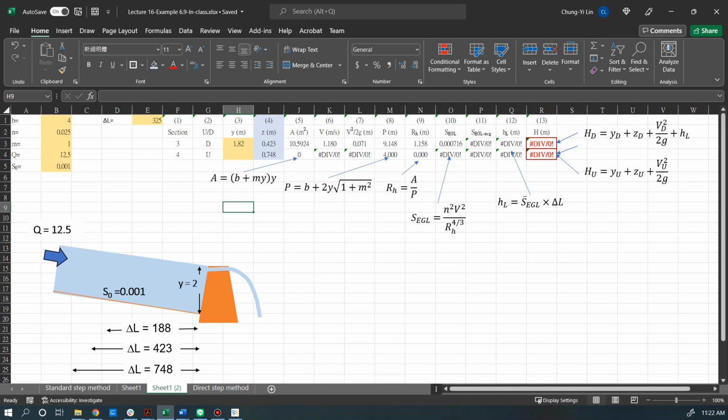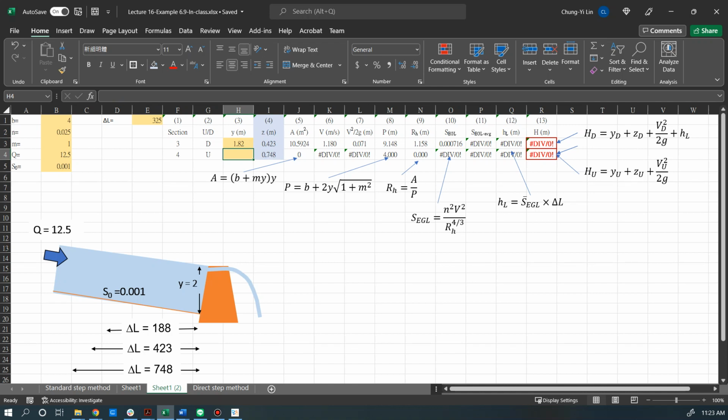before you start the trial and error process is this delta Z. Similarly, for section 3, you just multiply the 423 by 0.001, which is 0.423. And similarly for section 4, which is the section that we try to calculate, it is 0.748. Okay, and after doing that, we can start the trial and error process.